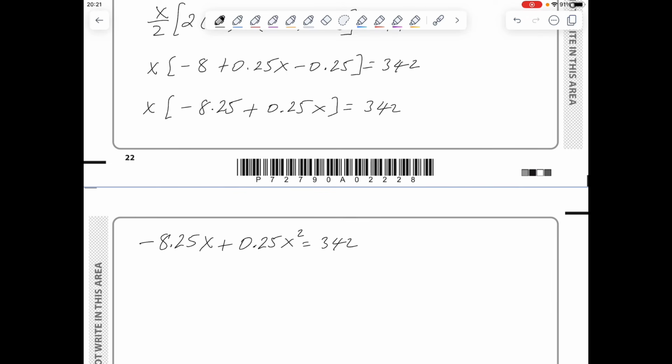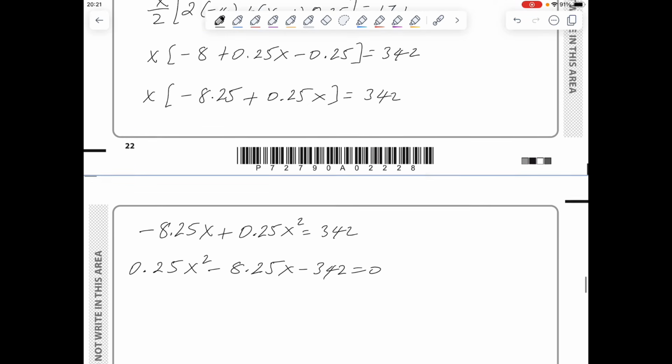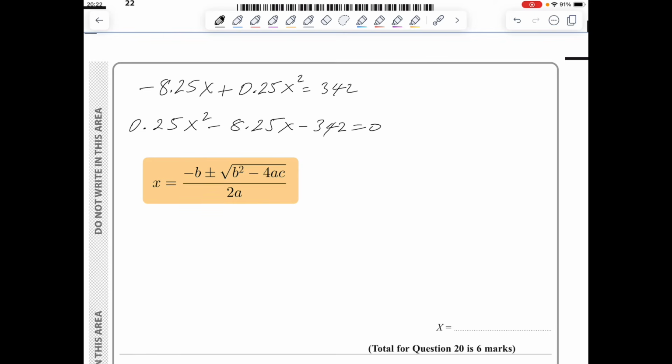Take everything to the left: 0.25x squared minus 8.25x minus 342 equals 0. Now you can use, if you want, the quadratic formula or simplify and then try and factorize. I will use the quadratic formula. Now this is given at the back of the cover on the formula sheet. For our case, A is 0.25, B is minus 8.25, and C is minus 342. So let's substitute the values in.